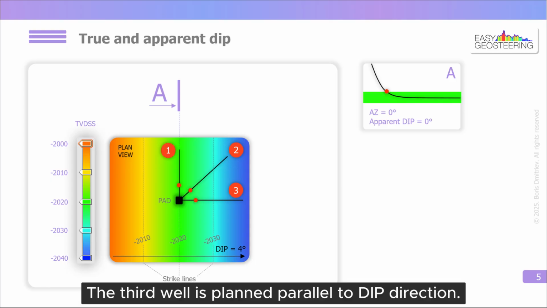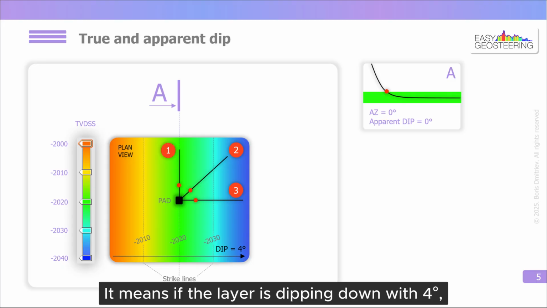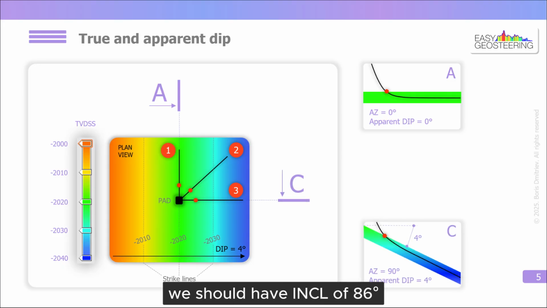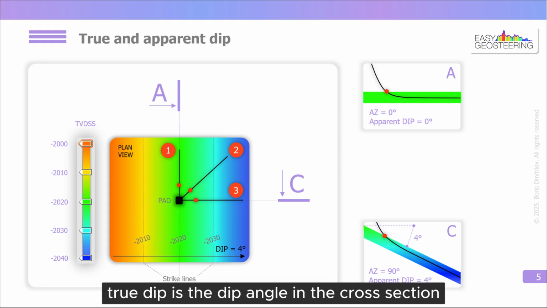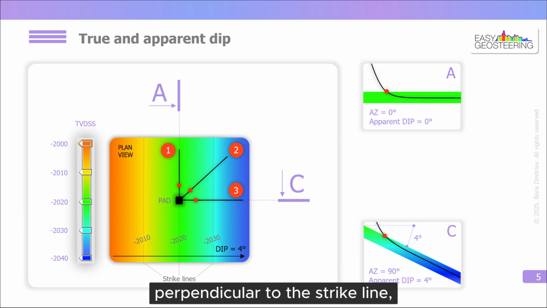The third well is planned parallel to the dip direction. It means if the layer is dipping down with 4 degrees, we should have an inclination of 86 degrees to drill inside the target. And here we have a definition. True dip is the dip angle in the cross-section perpendicular to the strike line. And only in this case will apparent dip be equal to true dip.